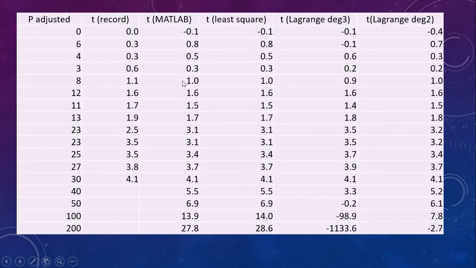The solution obtained from MATLAB also gave us 1.6 minutes. From least square, 1.6. From Lagrange interpolating formula of degree 3, 1.6. For degree 2, 1.6. So it's the same. And when it is 30 as well, we have 4.1 minutes for each of the schemes.